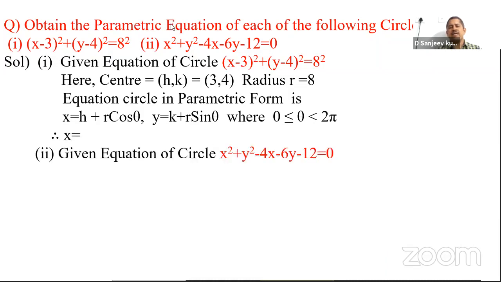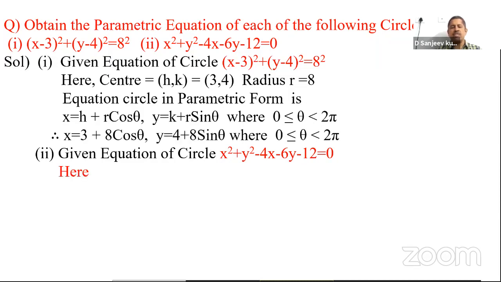So what is the second problem here? Given is x square plus y square minus 4x minus 6y minus 12 is equal to 0. This is in the standard form, is it not? So once it is the standard equation, how do we find the center? First of all, you are going to compare this equation with the standard equation. So what is the standard equation? x square plus y square plus 2gx plus 2fy plus c is equal to 0.